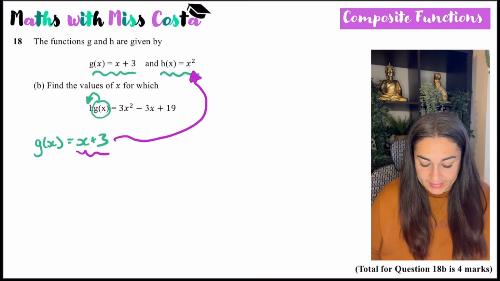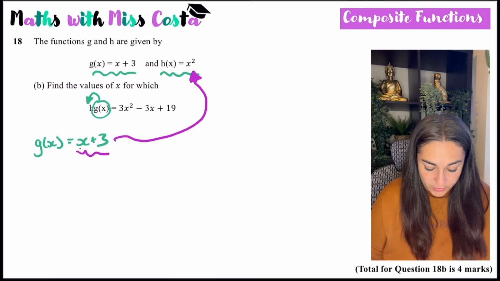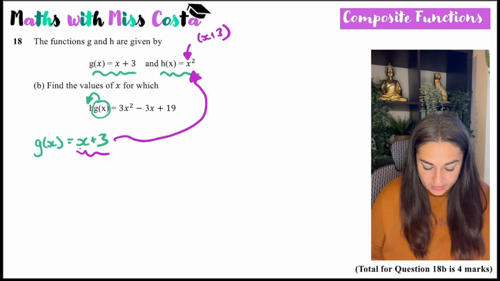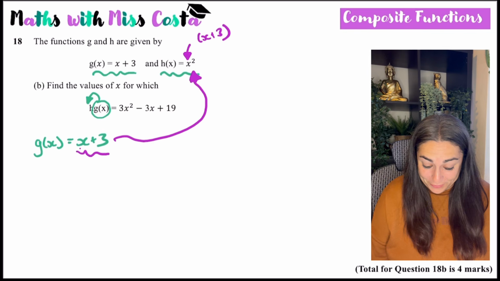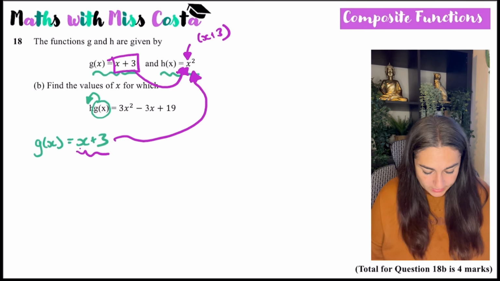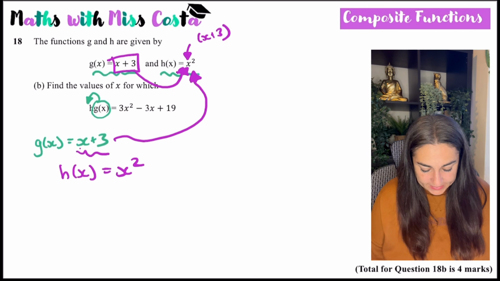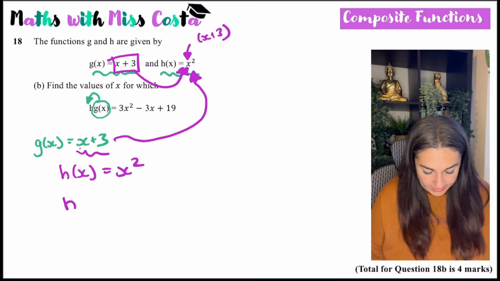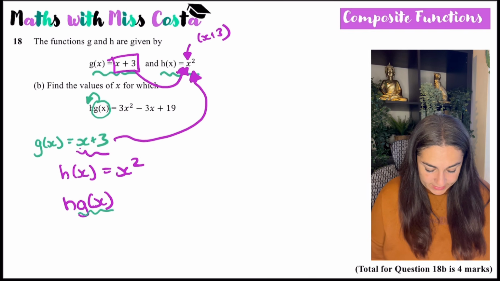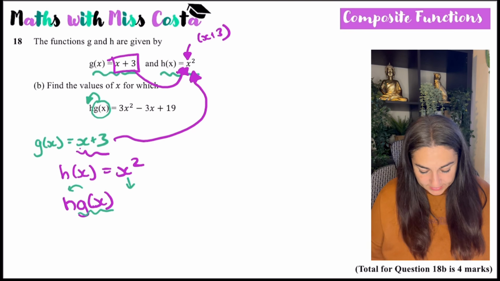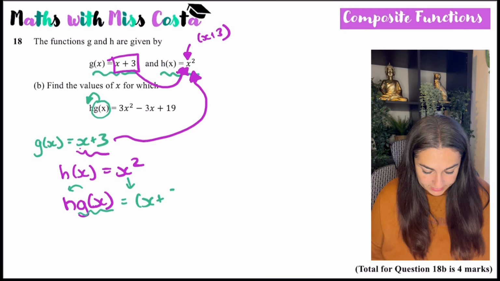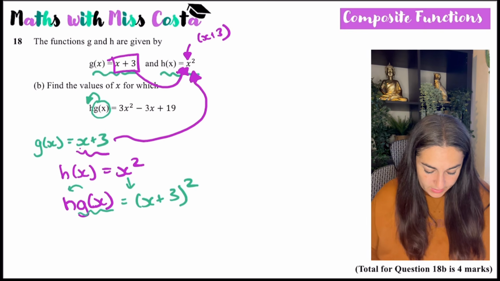So it's g of x I'm going to put into h of x. So g of x is x plus 3, and I'm going to put this into h of x. So h of x is x squared. I'm putting g of x, the whole function, wherever I see an x in h of x. So hg of x, remember I'm putting g of x into h of x, would be x plus 3 squared.